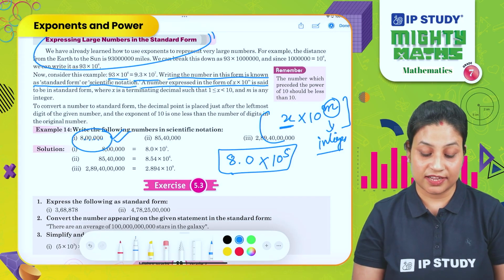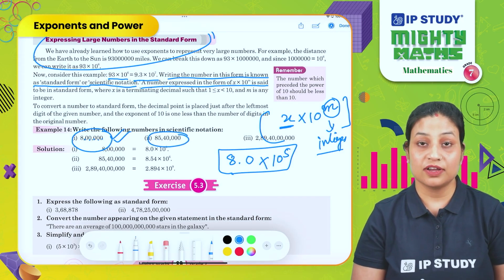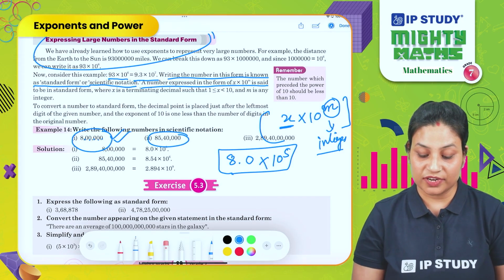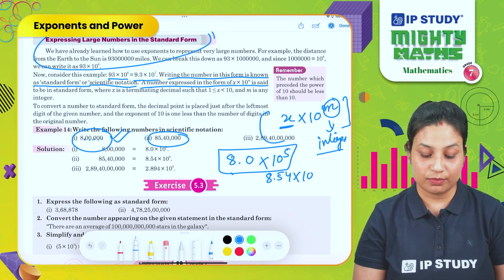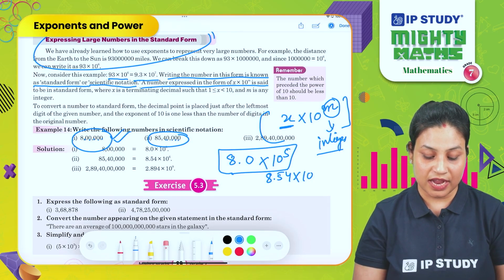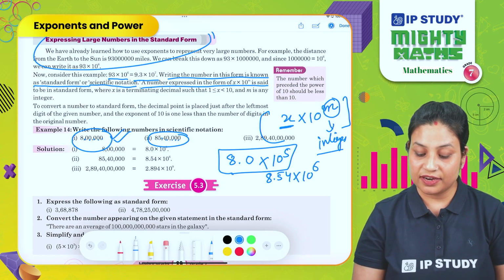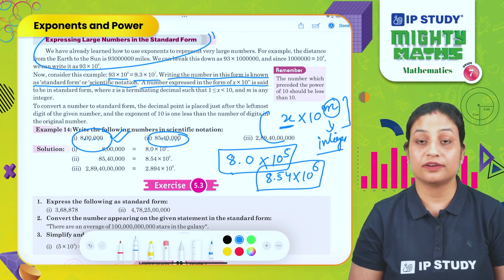Now let's take another example. Let's take this number. Simply what you have to do is put the decimal after 8. So 8.54 into 10 raised to the power. Just count the digits from the right: 1, 2, 3, 4, 5 and 6. So I will write 10 raised to the power of 6 over here, right?